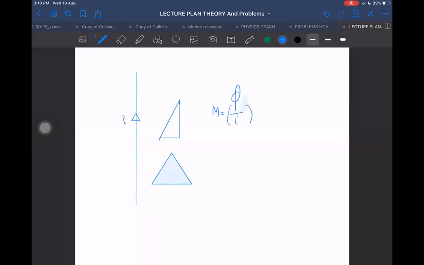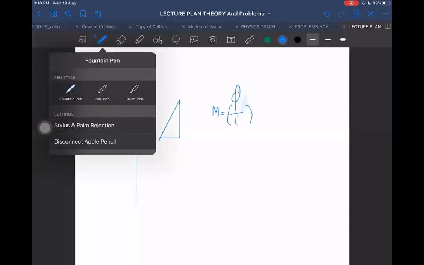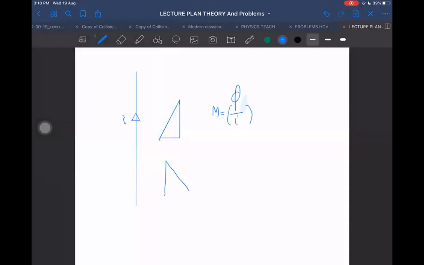Same formula again, but now we have to divide by current. And how to derive for the triangle? I recommend to derive for the triangle in two ways. One, you take this kind of right angle triangle, and this is also a right angle triangle. But in this case, the perpendicular is close to the wire, and in this case, the perpendicular is away from the wire.